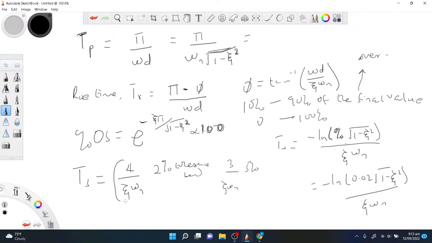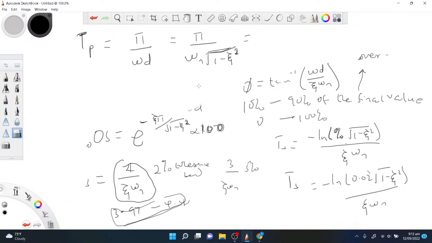So the expression you have here is an approximation, because they realized that the value moved from, I think, 3.97 to 4.4, so they took 4 as an approximate value here. In case they give you any other tolerance band, just put the percentage here, put your damping ratio there, and then simplify to get your settling time. Okay.